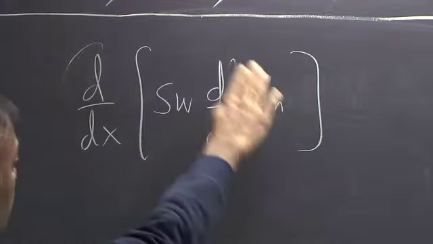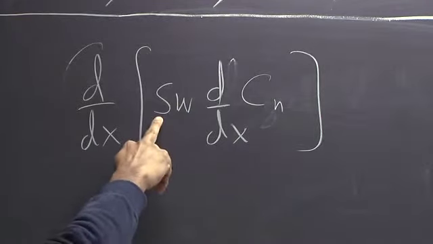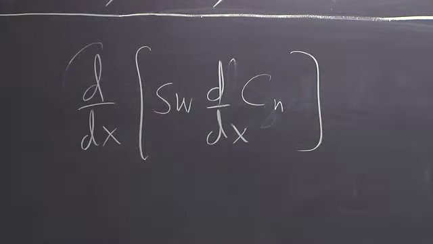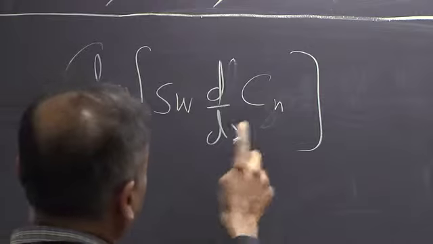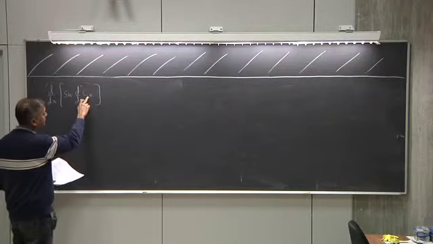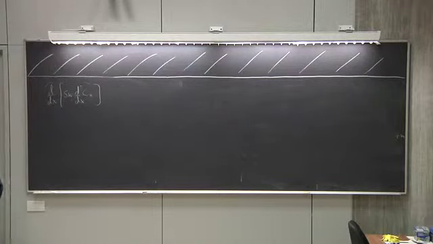Obviously this is only applicable for Rodriguez because I'm using S. S was appearing in the Rodriguez formula, right? So this is only for that class. Well, first of all, Cn is an nth degree polynomial, so d by dx acting on Cn will be an n minus 1th degree polynomial, right?